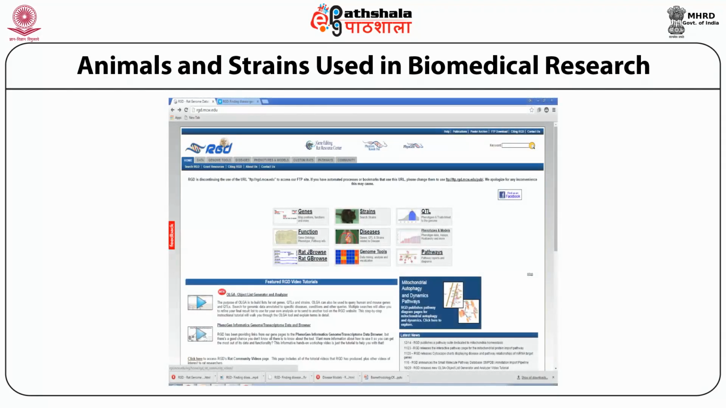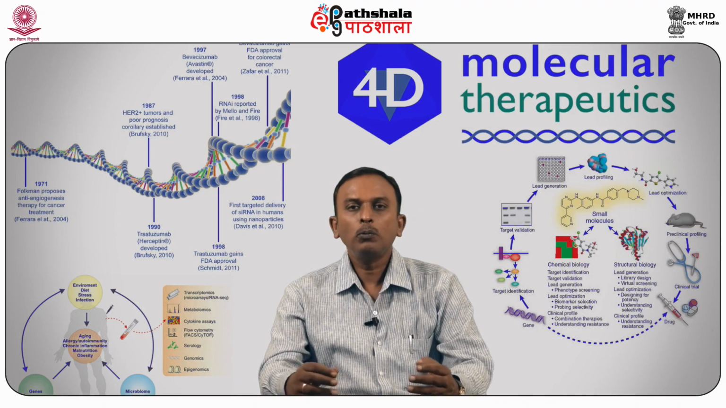This is another website, the Rat Genome Database, where you can see all the strains of rats. The first slide was about mouse strains. This website shows you the diseases, strain availability, genome tools, and the functions available in rats.